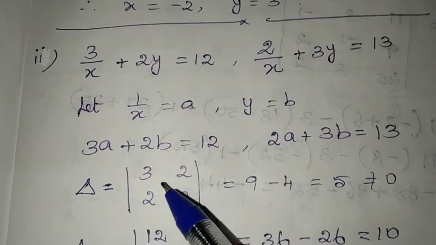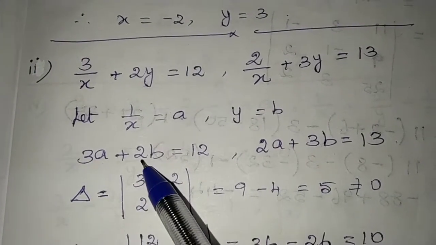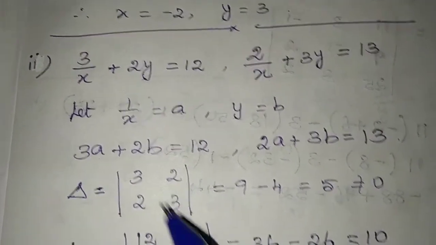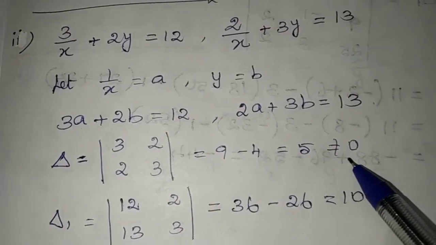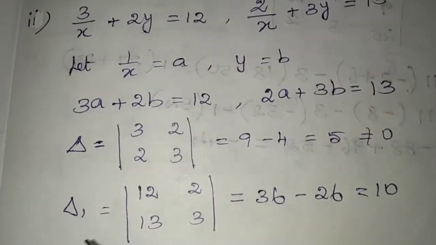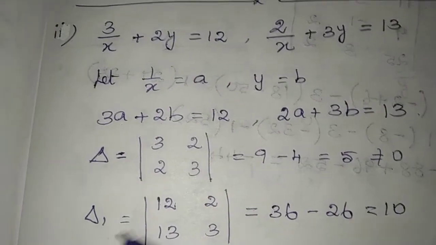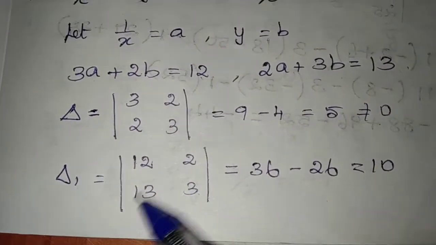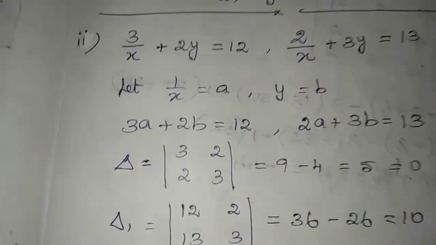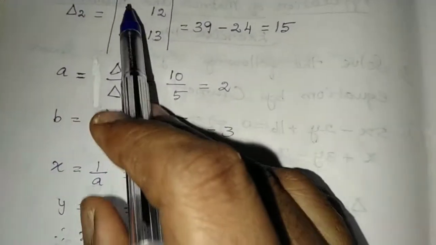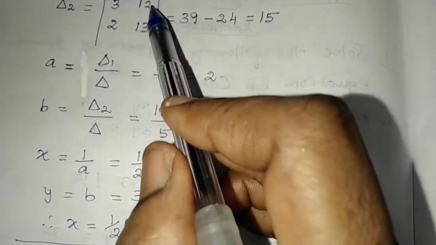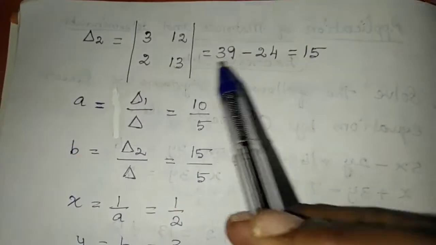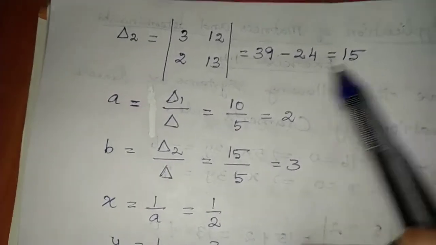Delta equal to, write the coefficients 3, 2, 2, 3, simplify. 9 minus 4, 5, not equal to 0. Not equal to 0 is very important. Delta 1, now leave this first column and write the constants 12, 13, and simplify. 36 minus 26 equal to 10. And next find delta 2, write the first column, leave the second column, write the constants 12 and 13, simplify. 39 minus 24 equal to 15.